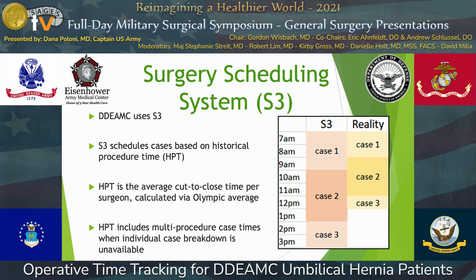HPT will include the total time from a case with multiple procedures if no individual case breakdown is available. For example, if a case involves a sleeve gastrectomy, a hiatal hernia repair, and an umbilical hernia repair, and there's no delineation made between the beginning or end of each one of those individual procedures, then S3 will take the total time for all the cases combined and then use them for each individual HPT.